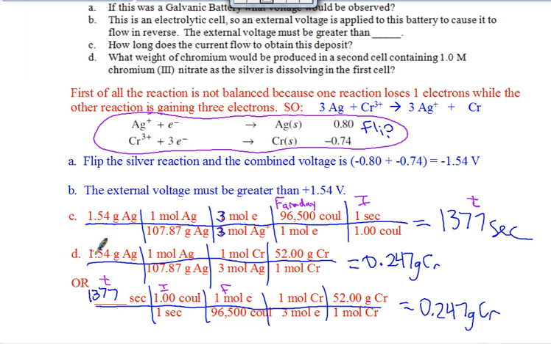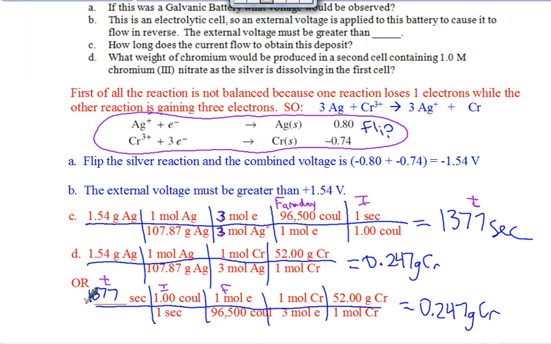So for every 1.54 grams of silver, convert that to moles. 3 silvers for every 1 chromium. 1 mole of chromium is 52 grams. 0.247 grams of chromium. Yay! That's using old school stoichiometry. Let's do it the other way.